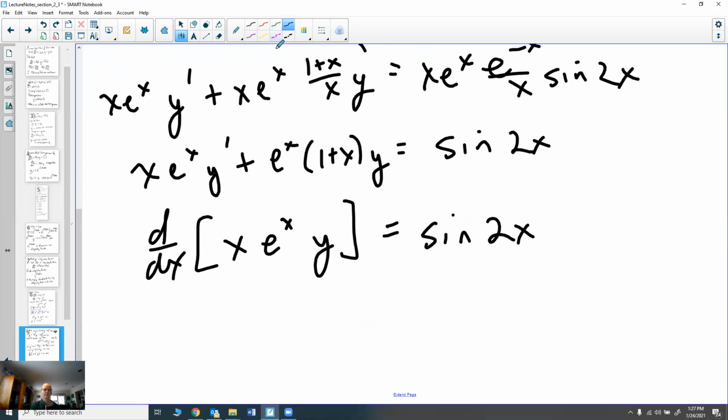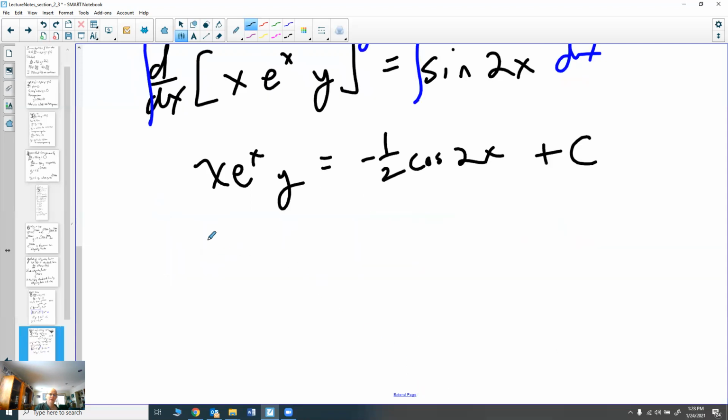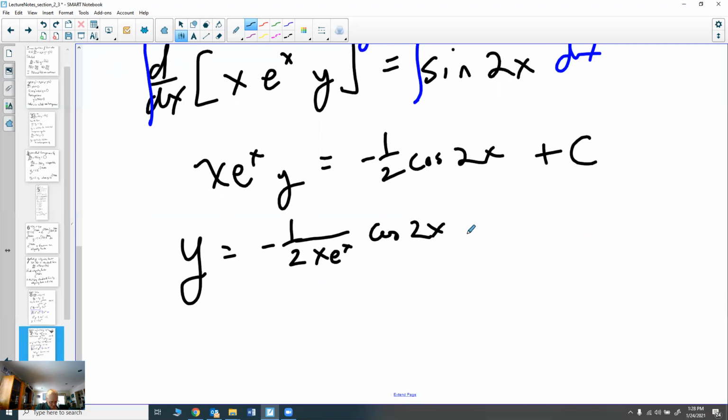Now just take the integral of both sides. The integral of a derivative is just the thing inside, fundamental theorem of calculus. The integral of sine of 2x is negative 1/2 cosine of 2x plus c. And then just get y by itself. So y is going to be negative 1/2, we'll put the x e to the x in the bottom, times cosine of 2x, plus c times 1 over x e to the x.